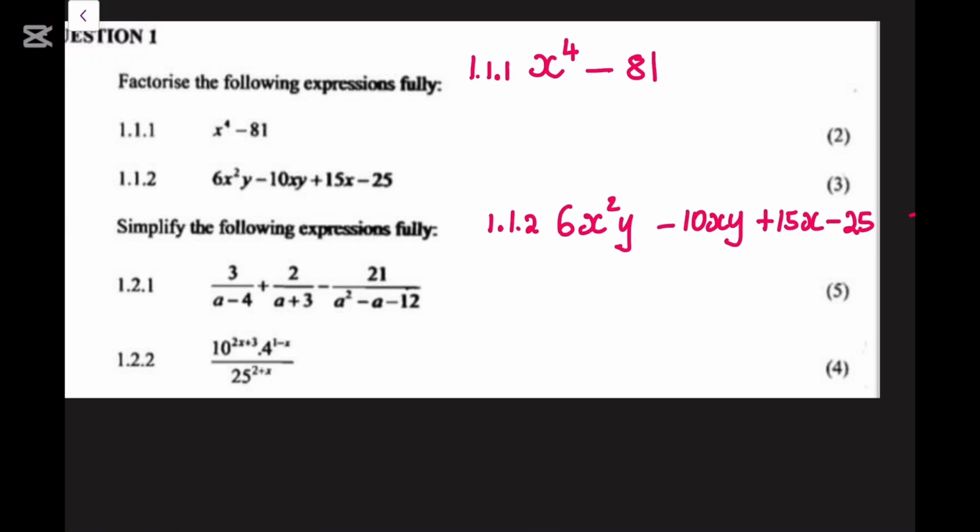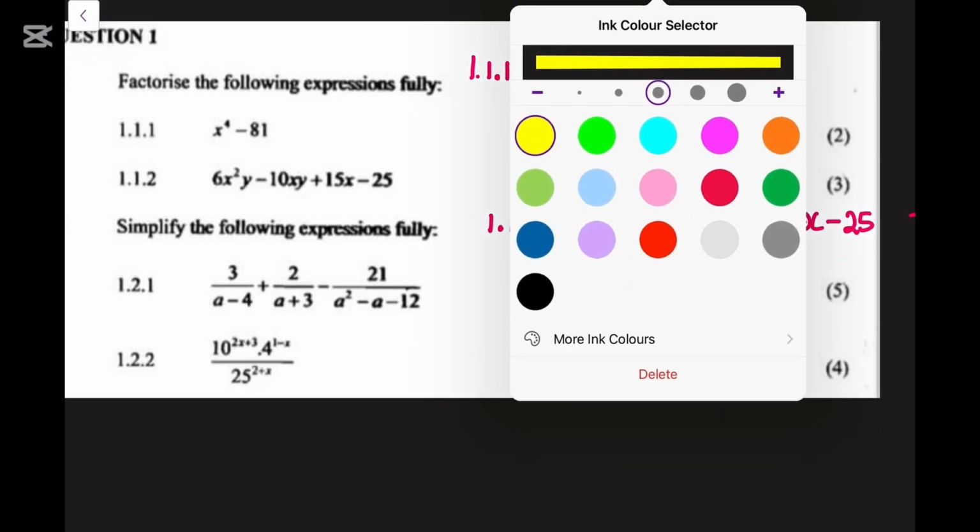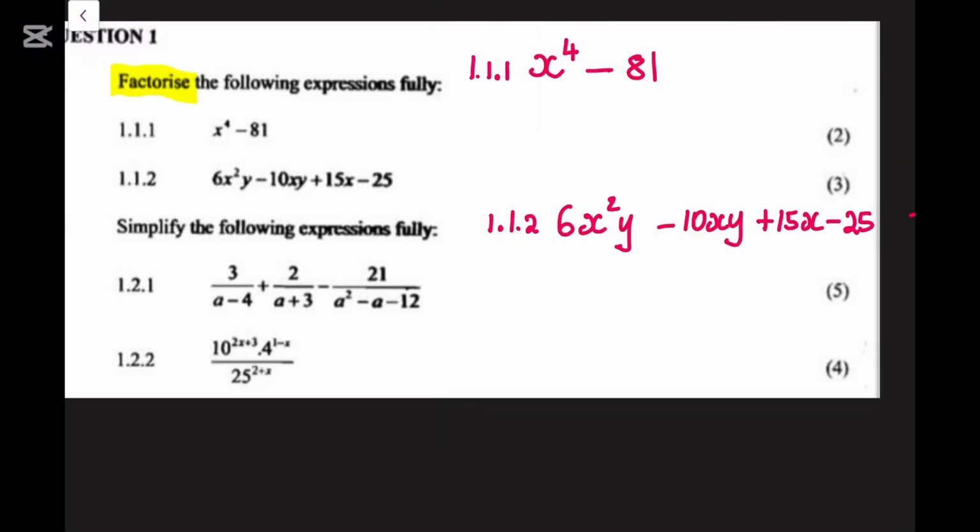So let's start. The first question here, we are required to factorize. Remember, with factorization, you need to remember 5 types of factorization in grade 10. Number 1, common factor. Number 2, we have difference of two squares. Number 3, trinomial. Number 4, grouping. And number 5, the sum and the difference of two cubes.